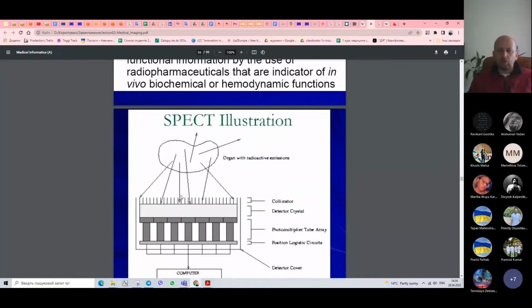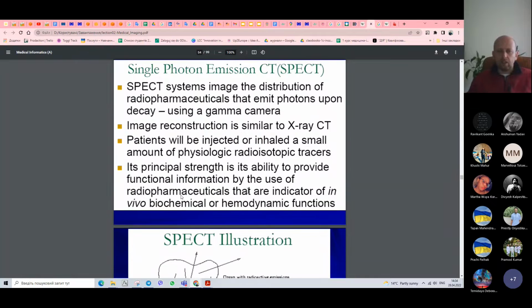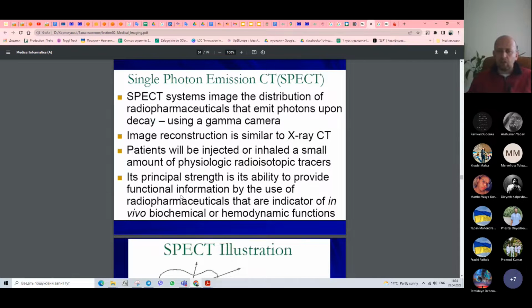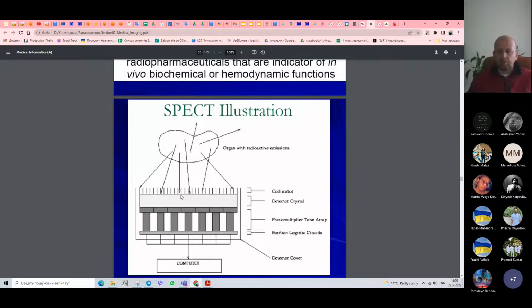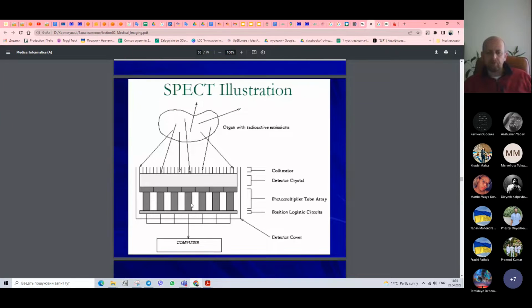Now we can find an illustration for single photon emission computed tomography, where the organ with radioactive emissions is present, and we have a detection crystal, a photomultiplier tube array, position logic circuits, and detector cover, and this goes into a computer.